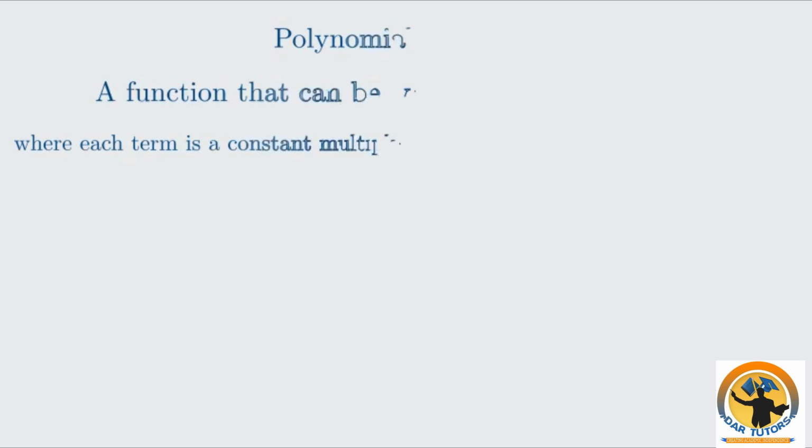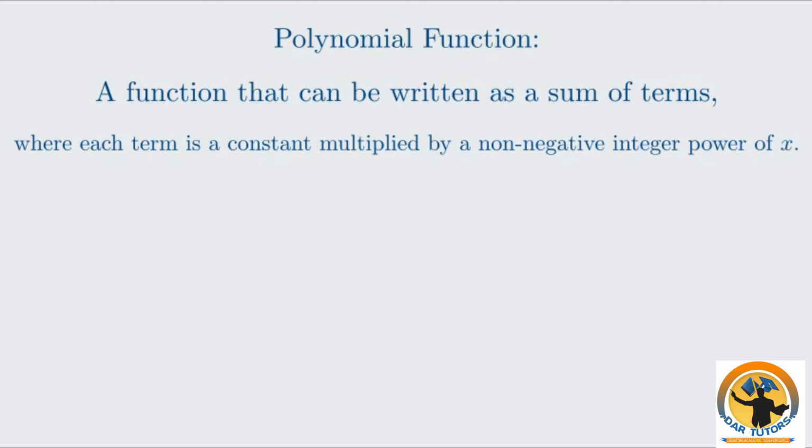So what exactly is a polynomial? You can think of it as a family of functions built using only addition, subtraction, and multiplication. A polynomial function of x is an expression that can be written as a sum of terms, where each term is a constant multiplied by a non-negative integer power of x. Let's break that down. The highest power of x in the function is called the order, or degree, of the polynomial. This order is what we use to classify them.